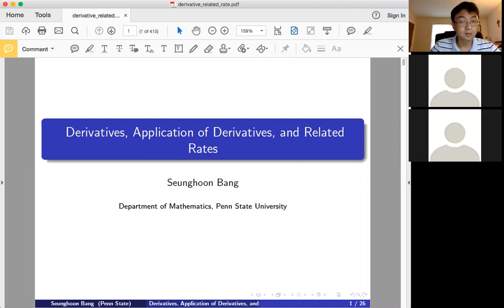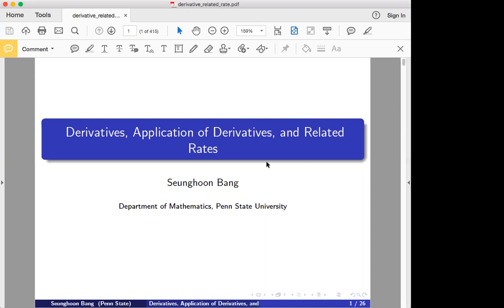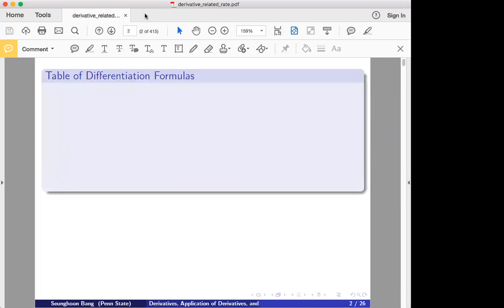Okay, today I'm going to talk about review for derivatives, applications of derivatives, and related rates problems. Here, the first one, you need to know the table of differentiation formulas.